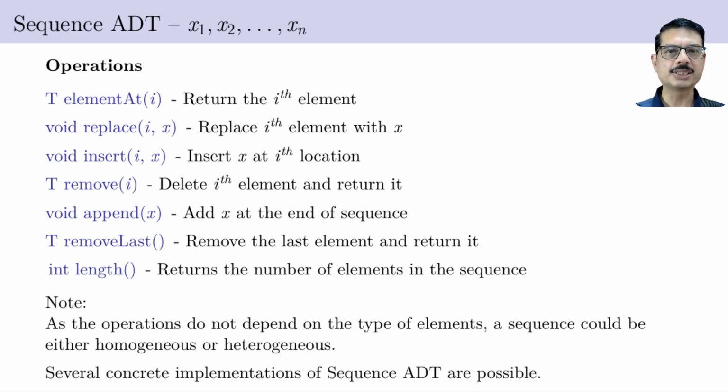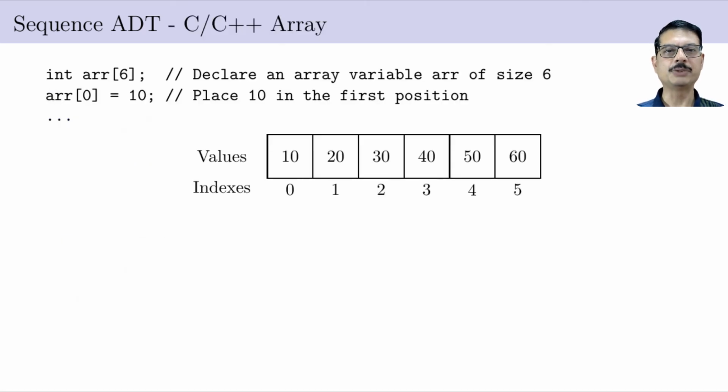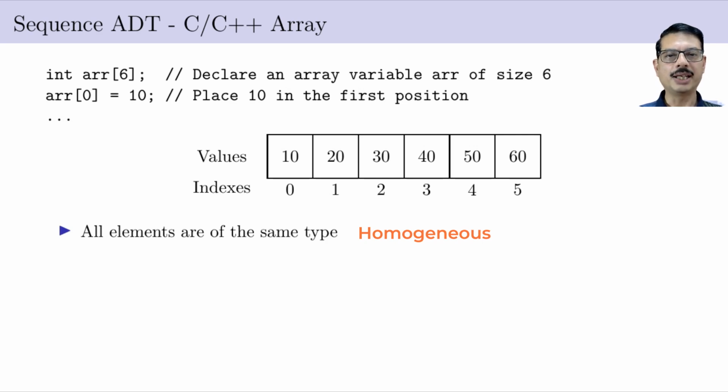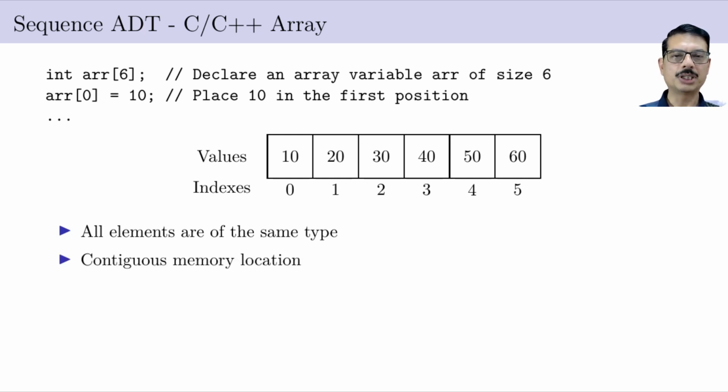So let us look at the first concrete implementation of this sequence ADT in C++. The simplest implementation of a sequence is an array. In the example shown, the first line defines an integer array of size 6. The second is an operation storing value 10 in the first location. As we have noted, all values in an array are of the same type. The cells which are shown are contiguous in memory, and the indexing starts from 0.